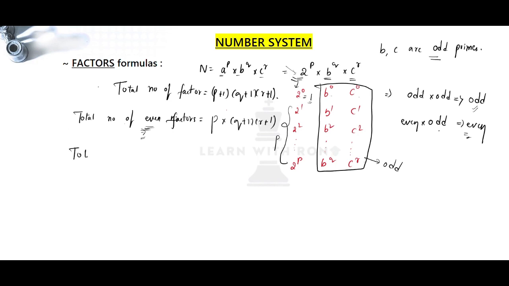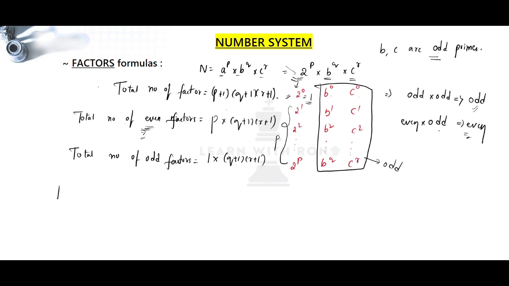Similarly, if they ask for the total number of odd factors, I leave these p factors and I'll take only one here. If I take these, how do I get an odd factor? You are getting my point, right? If I take only one number, which is 2 power 0, and multiply with the others, I'll get an odd factor. So in this case, I'll take only one, and I'll take q plus 1 and r plus 1. I hope you understood how I wrote the total number of even and odd factors.